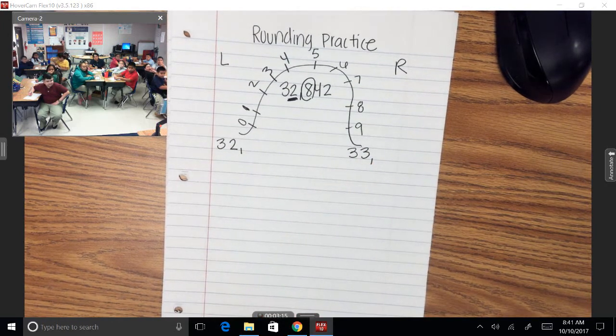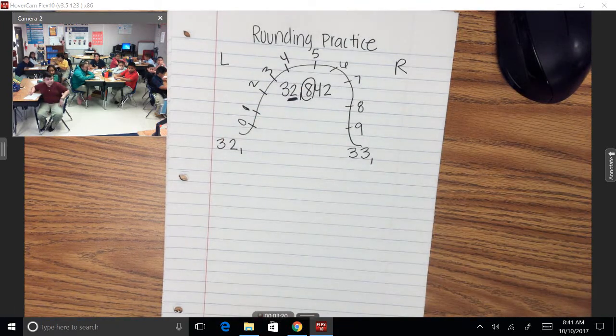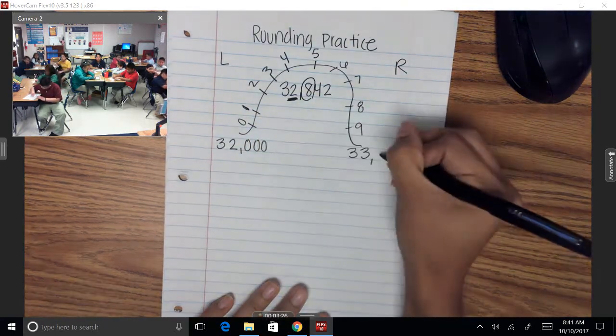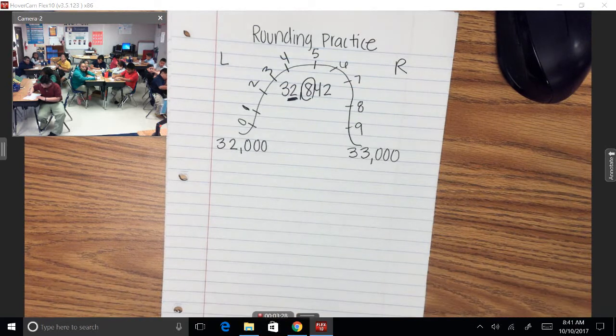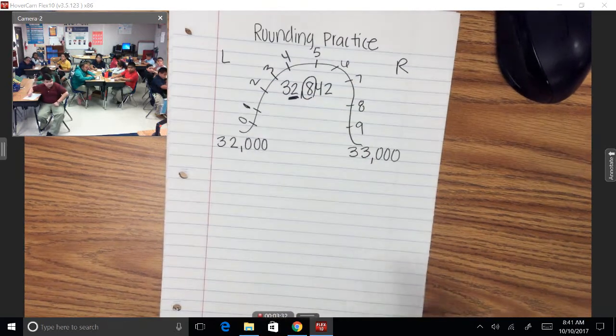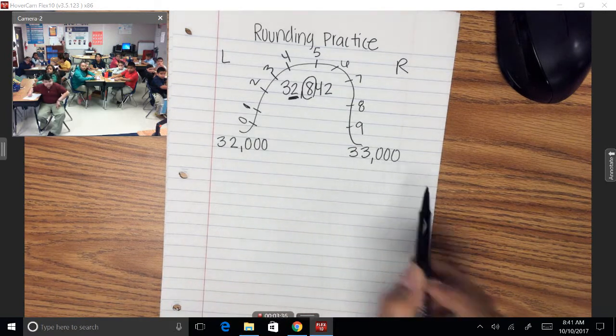Now what happens to the number that we circled, which is the 8, and everything after? Anna. Very good. It turns into zeros. And Anna, why do we circle it? What does the circle remind us of? Very good. It reminds us of 0, so that helps us. So we know by the end of this, either 32,000 or 33,000 is our answer.